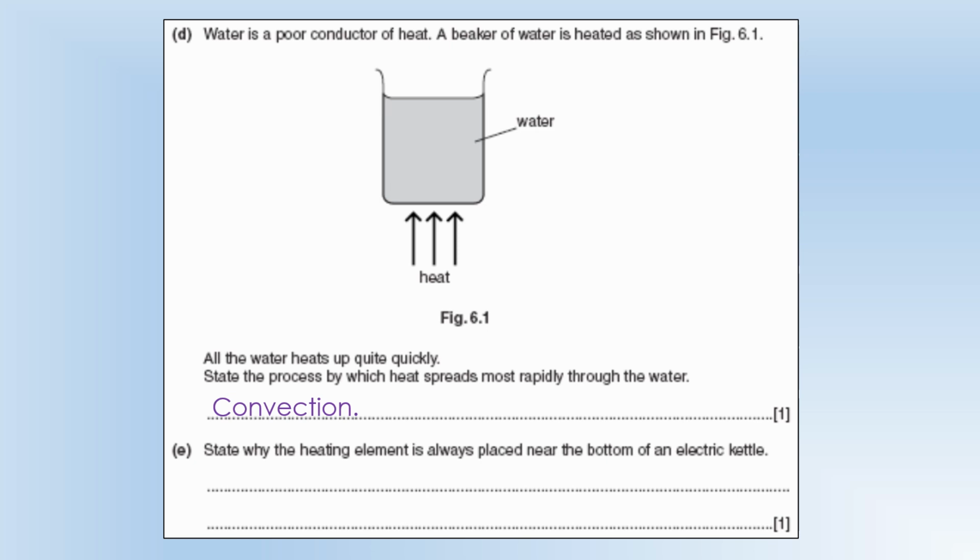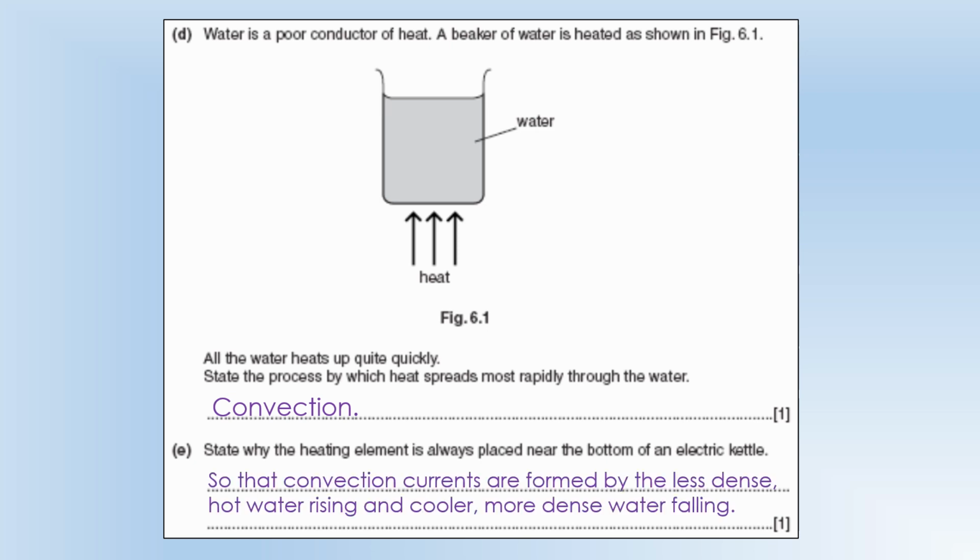State why the heating element is placed near the bottom of an electric kettle. Well, we want to create a convection current. And a convection current is formed by less dense hot water rising and cooler, more dense water falling. So we need to heat from the bottom, so then water from the bottom rises up, and water at the top can fall down. If we heated from the top, all we do is keep hot water at the top because we're just forming hot, less dense water at the top and we're not setting up a convection current.